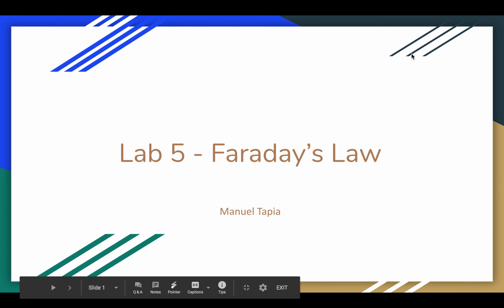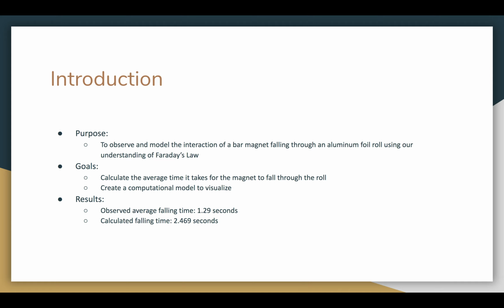Lab 5, Faraday's Law. Introduction. So the purpose of this lab was to observe and model the interaction of a bar magnet falling through an aluminum foil roll using our understanding of Faraday's Law.